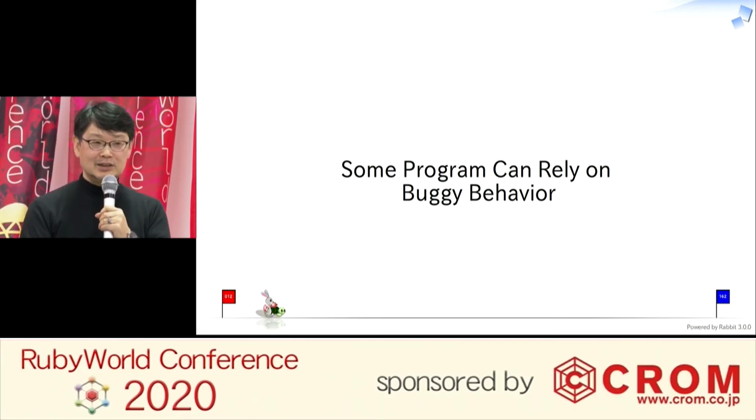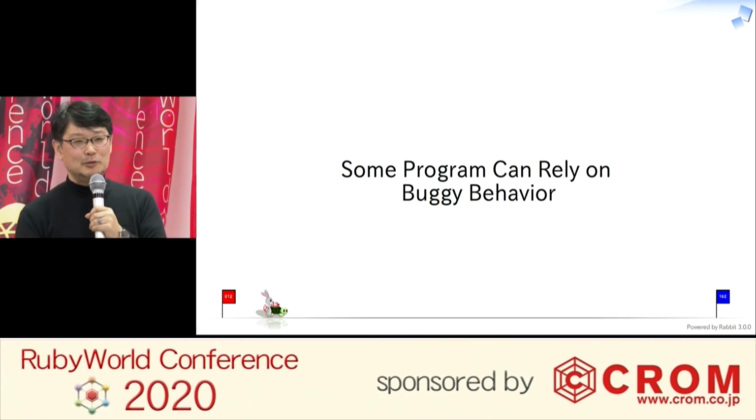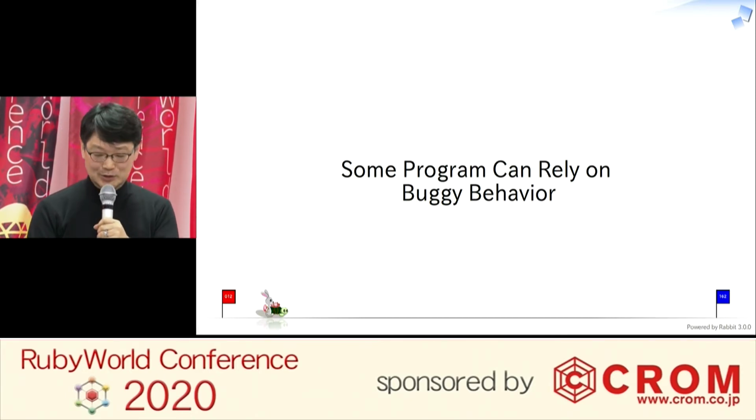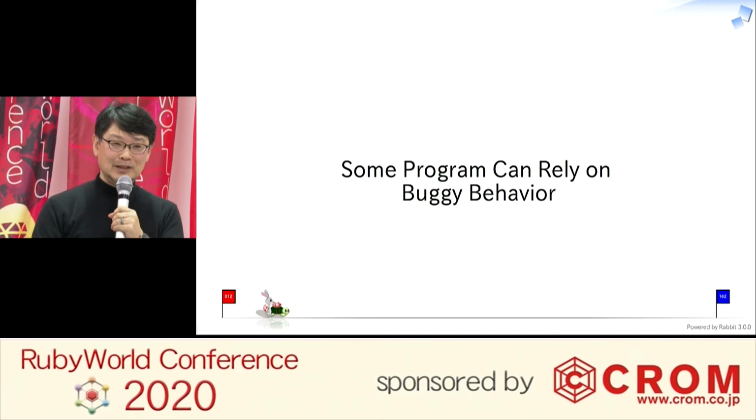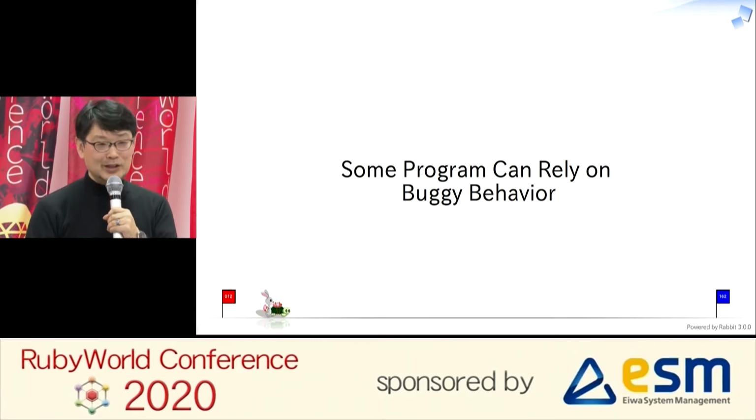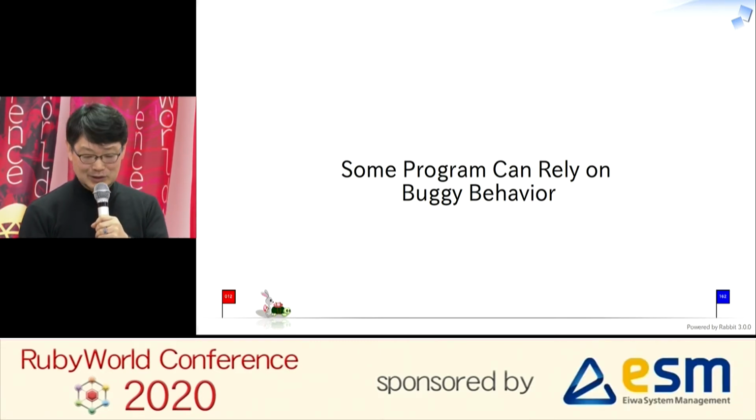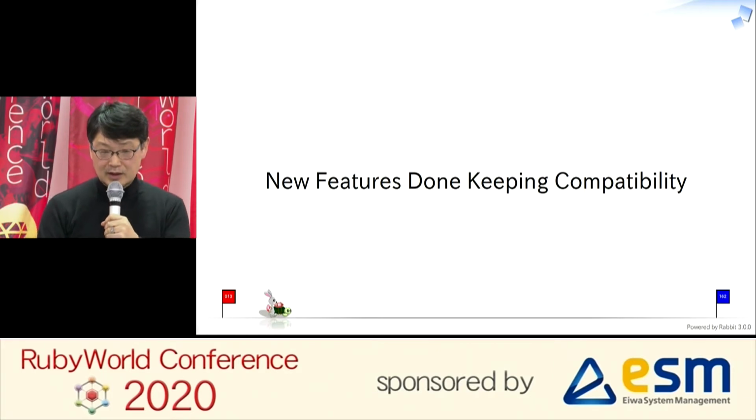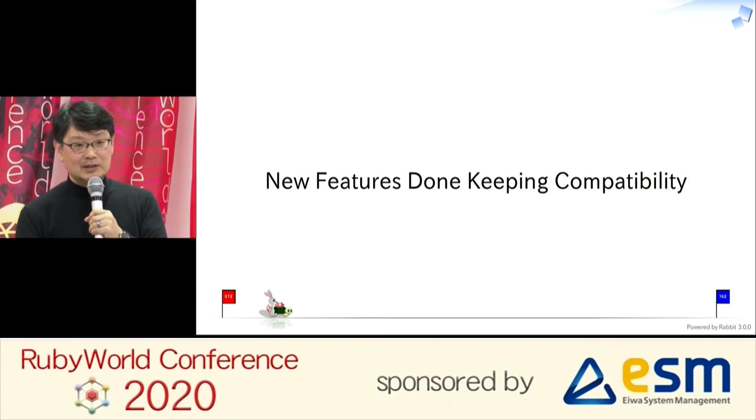At present in the world, there are so many programs which were written with Ruby, and some of them rely on rather buggy behaviors. That might require some fix. But most of the programs can operate as before on the new version, Ruby 3.0.